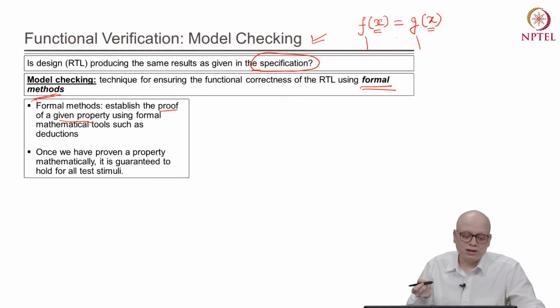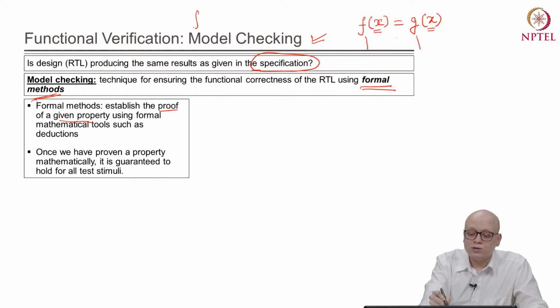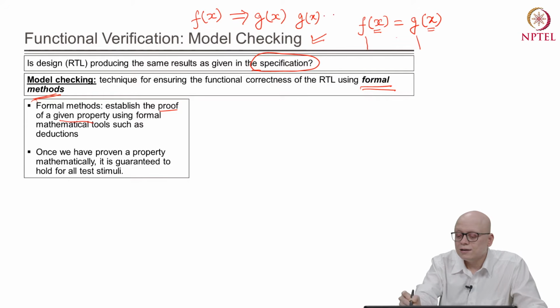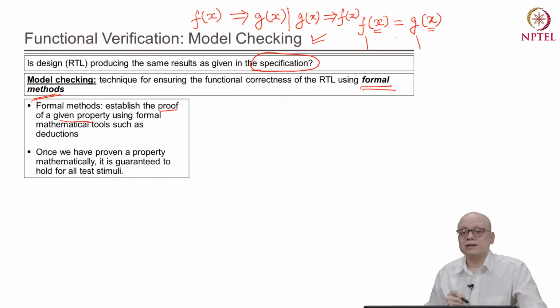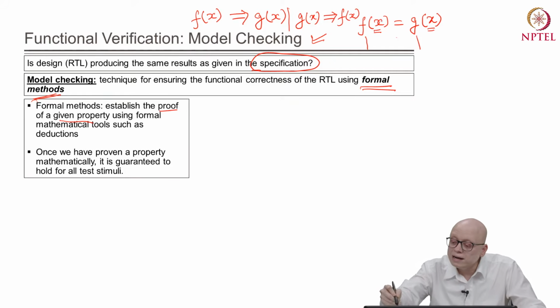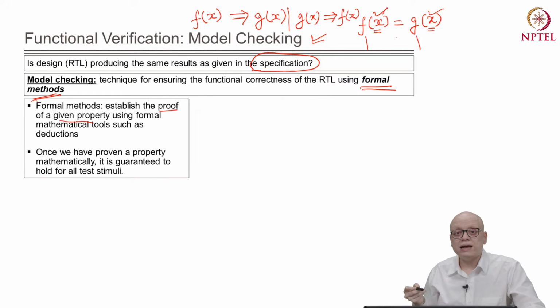On the other hand, what formal methods will do is try to establish a mathematical proof. For example, it will try to prove that f(x) implies g(x) and g(x) implies f(x). If the tool is able to establish this property, then we can say that f(x) is equal to g(x) no matter what x is, right. So implicitly it is covering all possible scenarios.